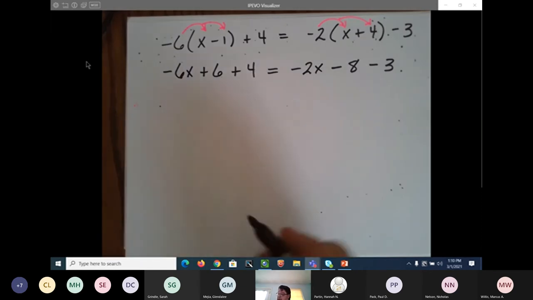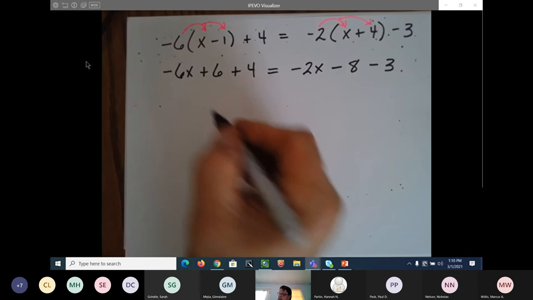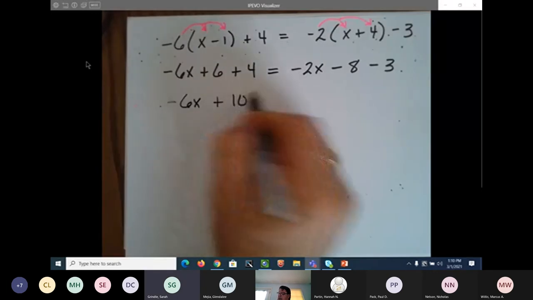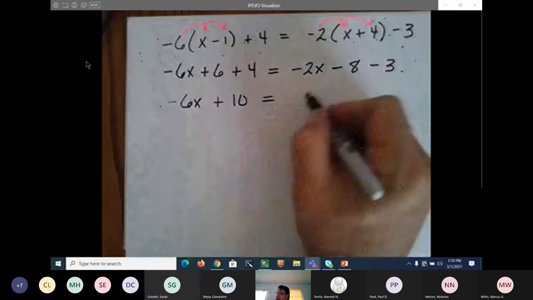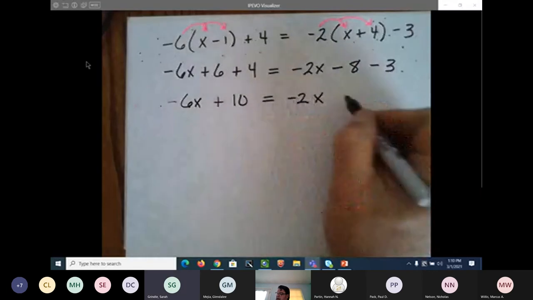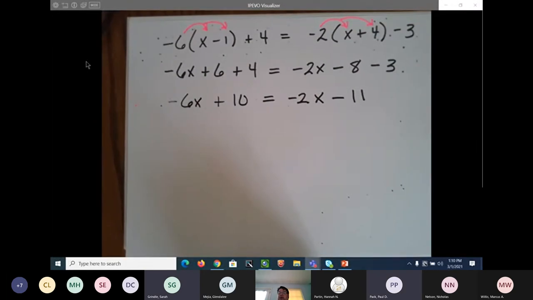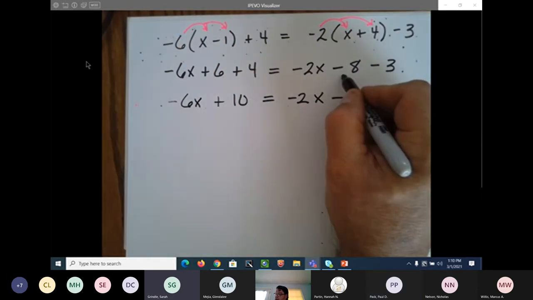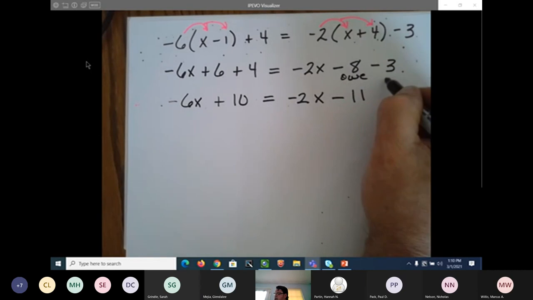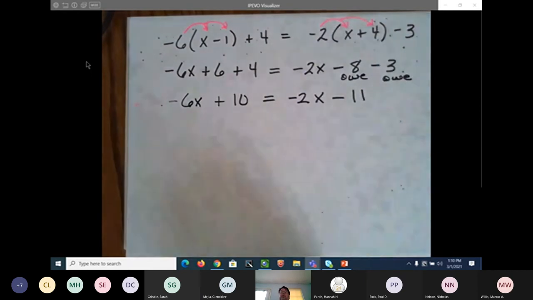Negative 6x plus 10 is equal to negative 2x minus 11. Now we're back to what? Wait, hold on. No, that should be a negative 5, right? Not negative 11? You owe $8. You owe $3. What happens if you owe Miss Grendel $8 and you owe Miss Evil Sizer $3? What's the outcome of that, Mr. Pack?